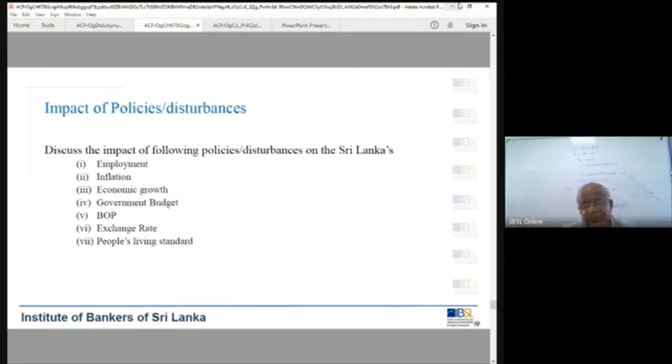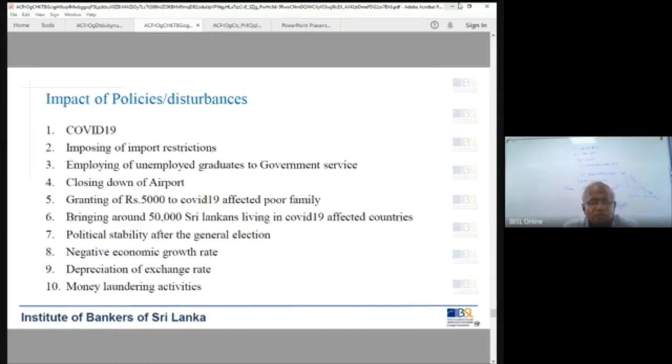Think about that. These are open questions. In the paper you have the open question. What is an open question? Some policy shock is there. Policies are there. They ask, discuss the impact of this policy on employment, economic growth, inflation, exchange rate, balance of payment. These are the policies: employing unemployed graduates in government services. These are the policy changes.